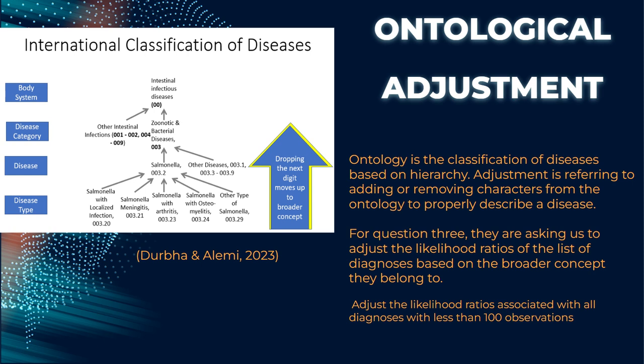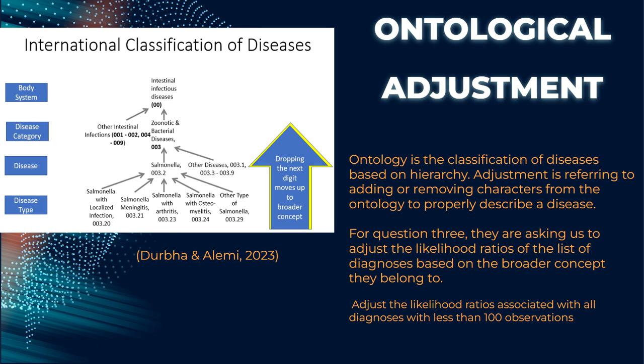When we look at the disease category in the picture to the left, we see salmonella. Salmonella has the code 003.2, but dropping the next digit moves it up to a broader concept. The broader concept that it belongs to is zoonotic and bacterial diseases, which is just 003. But if you were to add another digit to the end of the salmonella code, you would create more specificity. So you would either have salmonella meningitis or salmonella with arthritis, depending on the digit that you add. If you add a 0, 1, 2, 3, it just changes what the classification is.